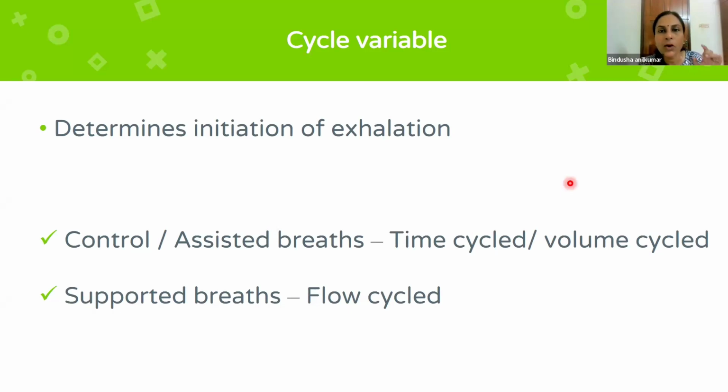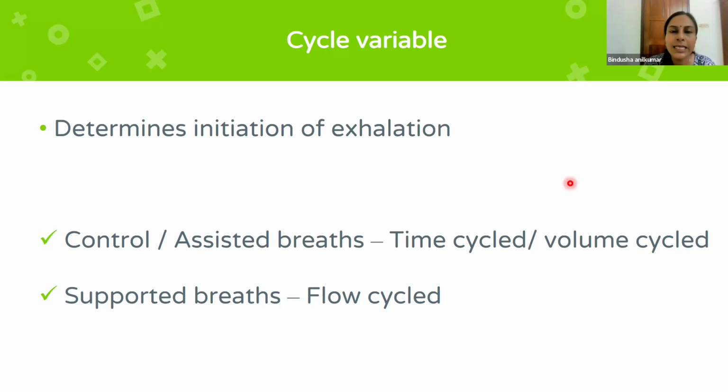If you are keeping a volume control ventilation, you can even keep a volume cycle. That means, suppose you are setting a tidal volume of 200 ml, and the ventilator has delivered a tidal volume of 200 ml, it can cycle to exhalation. But in most of our pediatric ventilators, we usually keep the inspiratory time as the one which will determine when to cycle to exhalation. And all the supported breaths, which are spontaneous breaths, are all flow cycled.